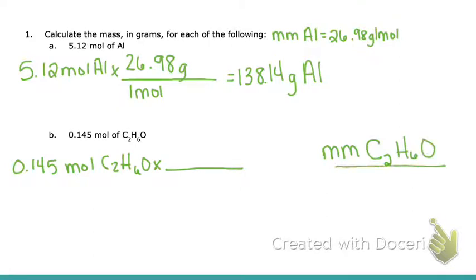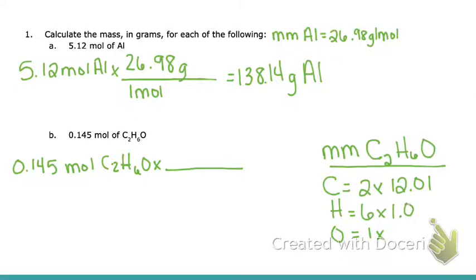C2H6O. So we have carbon, hydrogen, and oxygen to make our list. We have 2 carbon, 6 hydrogen, 1 oxygen. When you utilize your periodic table, carbon's molar mass is 12.01, hydrogen is 1.00, and oxygen is 16. If you recall, we multiply those and add them all up. When I do that, I got an answer of 46.02 gram per mole.